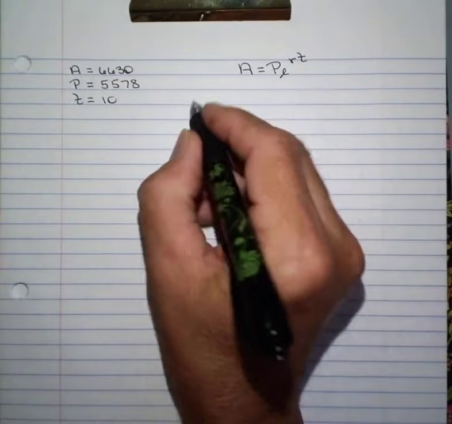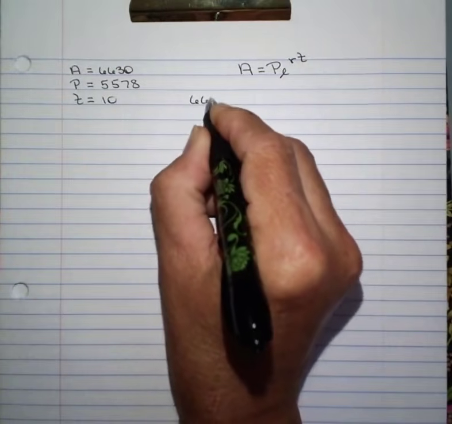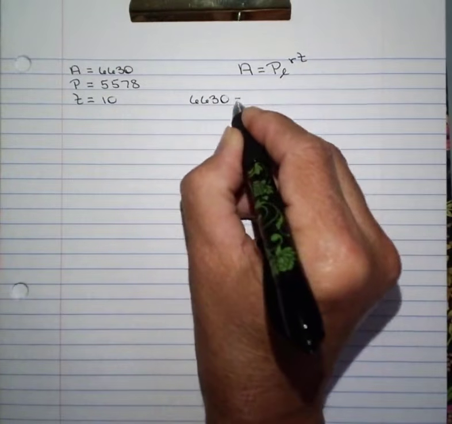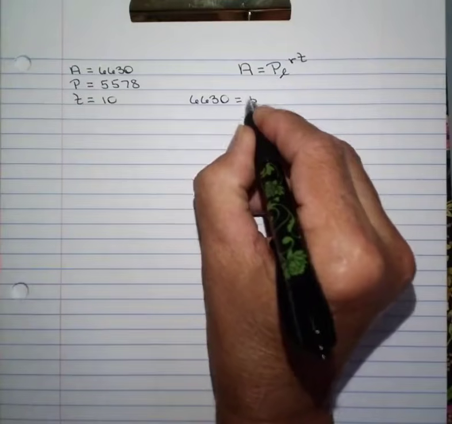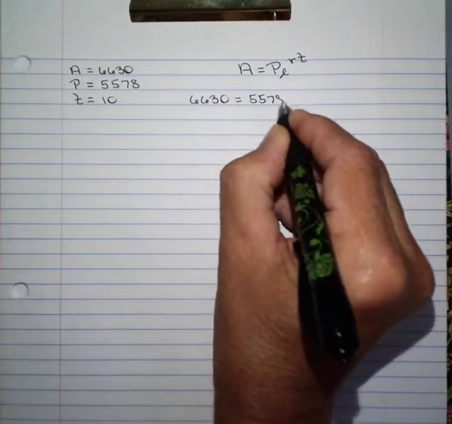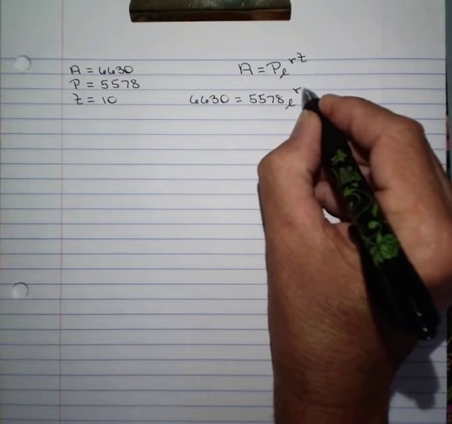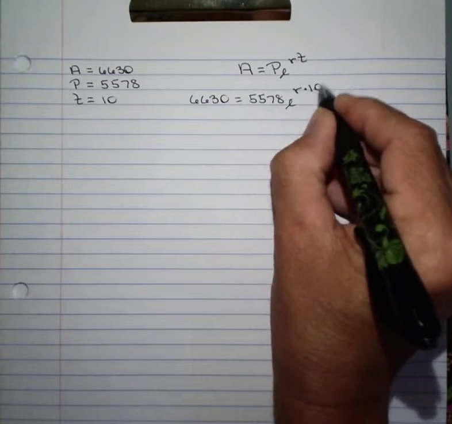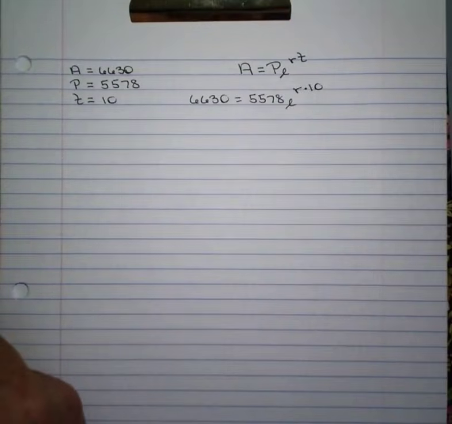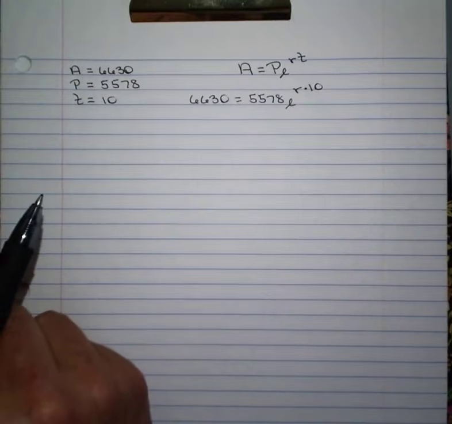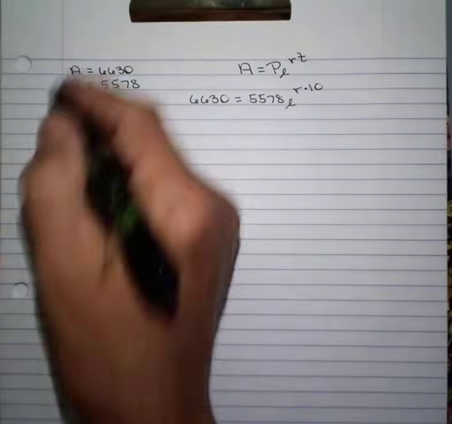And let's say I'm filling in, this is the amount that I ended up with, 6630 after interest, and then I started out with 5578. And then I'm going to say that's times e to the r is unknown, but t is 10. I have everything here given to me except r, the rate. And so I've been asked to solve for what the rate is. What is the rate of interest for this particular scenario?